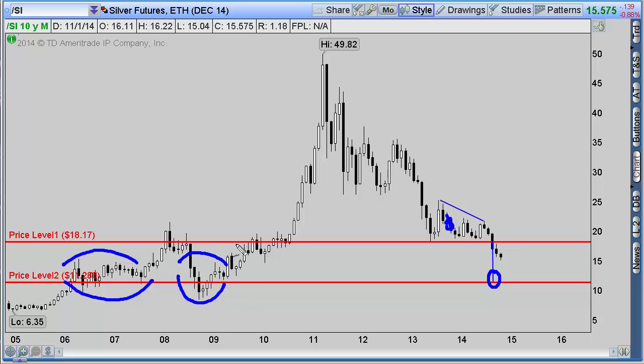So hopefully that helps with the metals analysis, gives you several things to follow for the months to come, and we'll be keeping tabs on that one as it unfolds.